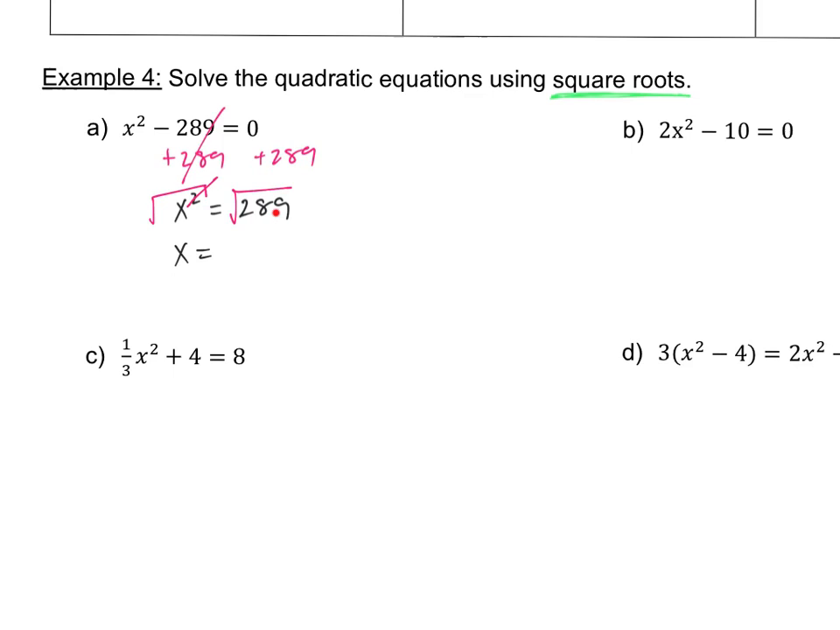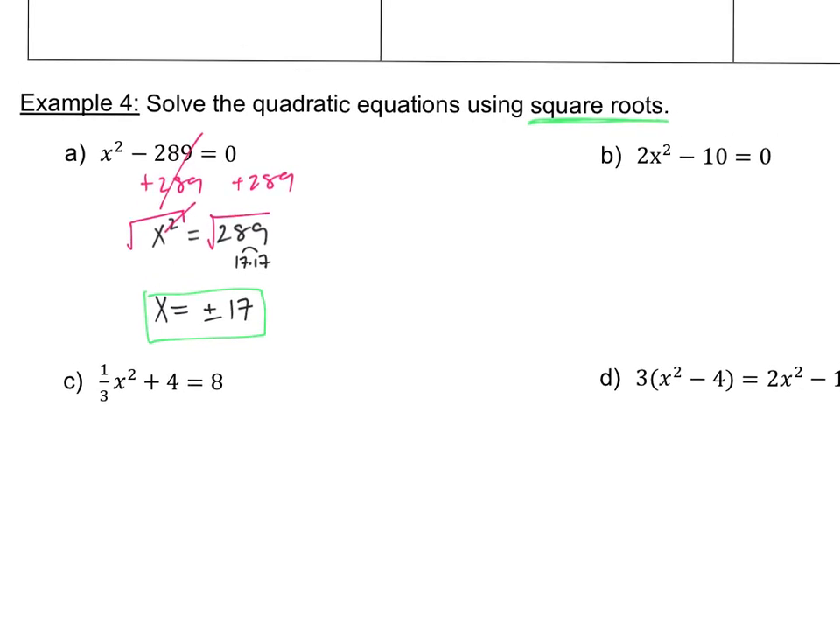The square root of 289 is actually a nice number. I think 2 numbers that multiply to give you 289 is 17. 17 times 17 gives you 289. Let me move this down just a little bit. So 17 is my answer, but don't forget the plus and minus in front. And there we go. So the solution is going to be positive 17 and negative 17.